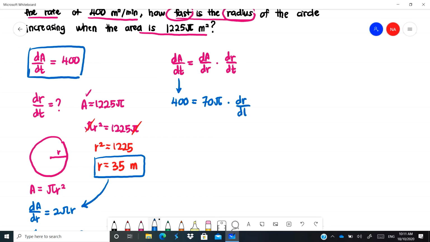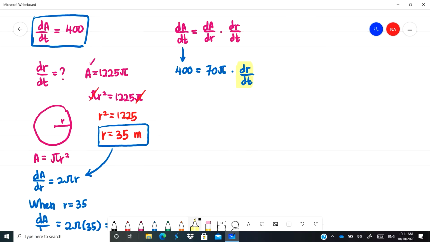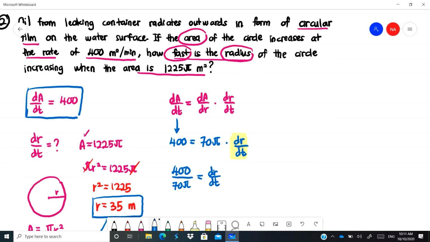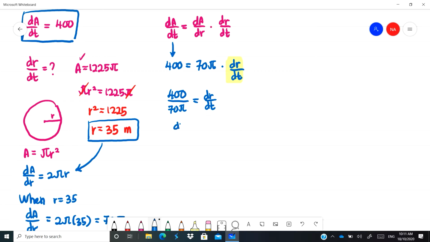Alright, so this is our aim. We just want to find dr over dt, so we have to move that 70 pi to the left side, so it becomes division. So 400 divided by 70 pi is actually dr over dt. Alright, so it is positive. Why? Because it is increasing, so the radius is increasing.